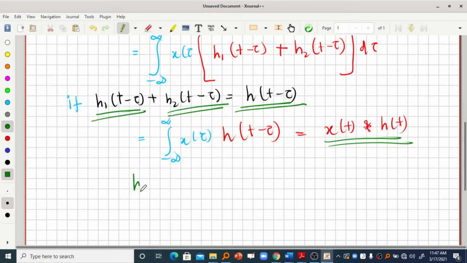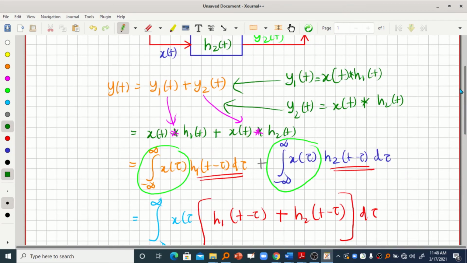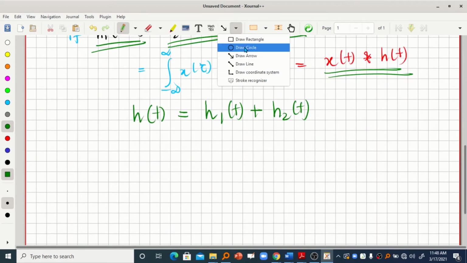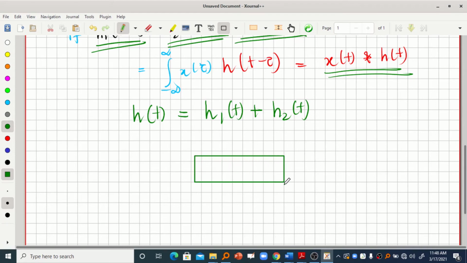We can conclude that the overall system response in a parallel connection is equal to the sum of individual impulse responses h1 of t and h2 of t, right? So we can replace the diagram. The diagram which we have drawn at the beginning of this analysis, from this result, how can we write it? So I will just draw a box. This box is actually the overall system, and this is nothing but h1 of t plus h2 of t. Actually we are adding the impulse responses inside, and together we can call it h of t, right?